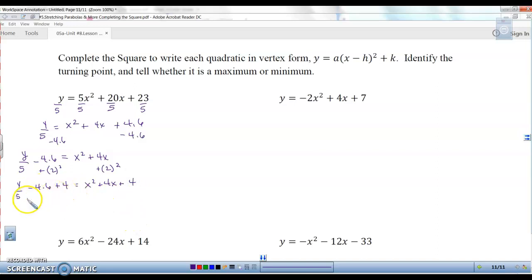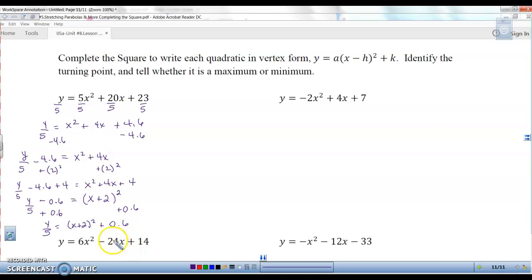Okay, combine my terms here. Negative 4.6 plus 4 gives me negative 0.6. I'll put the 0 on it so we can see the decimal. And then over here, x squared plus 4x plus 4 is what perfect square trinomial? Remember, your perfect square trinomial comes from this here. So this is actually going to be x plus 2 quantity squared. Now we have to move the 0.6 back to the other side. Add the c term back. And that gives me y over 5 equals x plus 2 quantity squared plus 0.6.